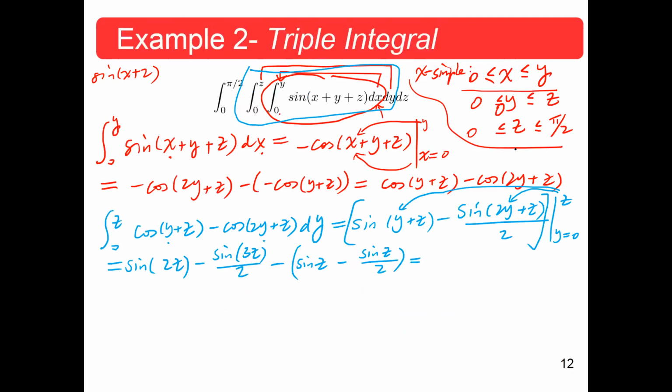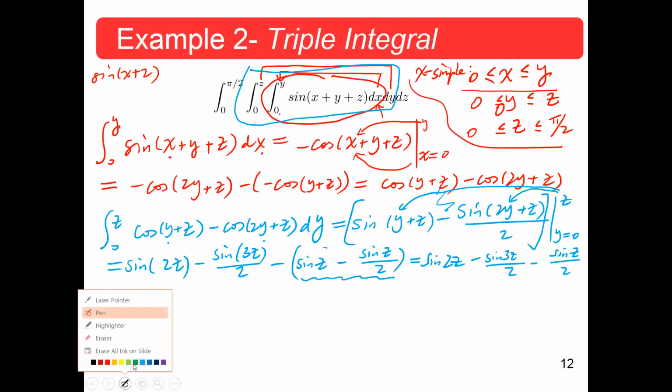Yep. And over here, we can combine sine z minus sine z over 2, right? So that's just sine 2z minus sine 3z over 2 minus 1/2 sine z. So that's the middle layer. All right, finally we got into the outer layer. Okay.